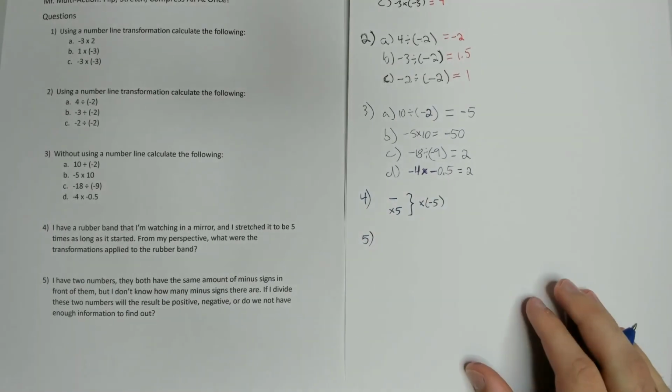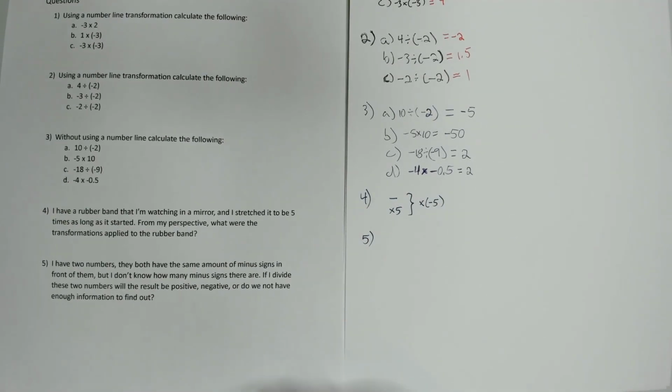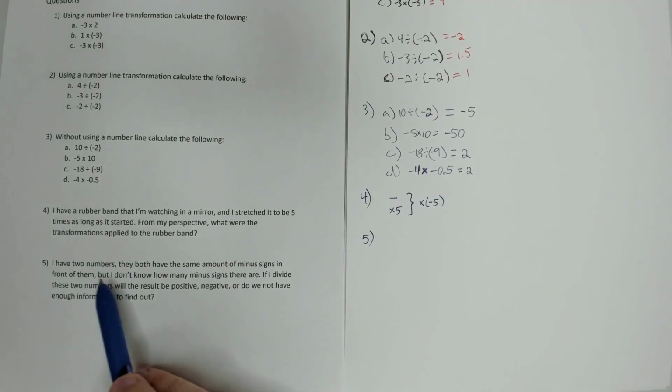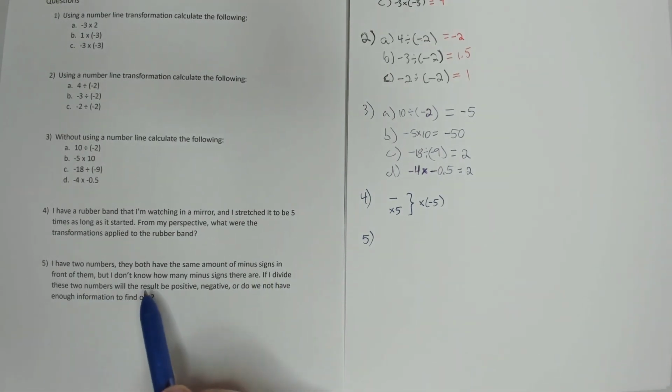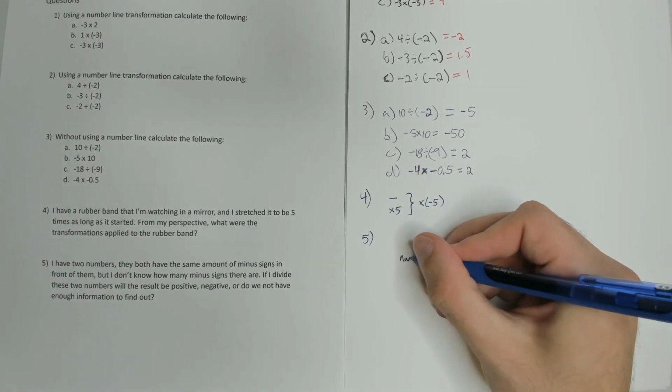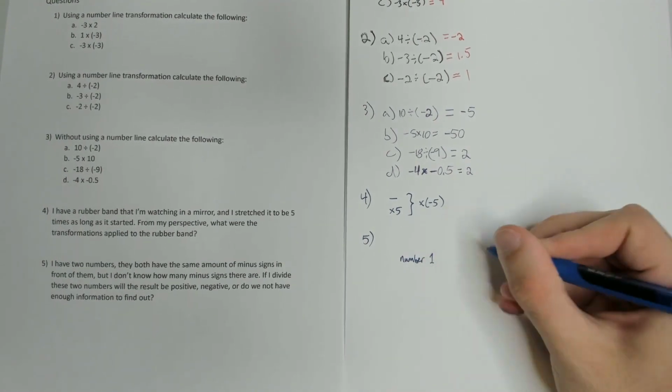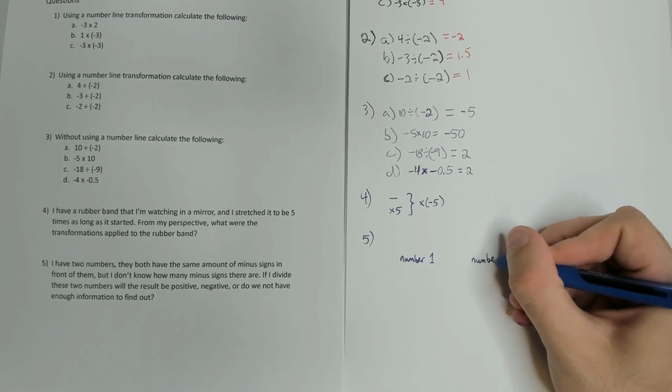All right, number 5. This one's kind of interesting. I have 2 numbers. They both have the same amount of minus signs in front of them, but I don't know how many minus signs there are. So I have 2 numbers, right? Number 1 and number 2.